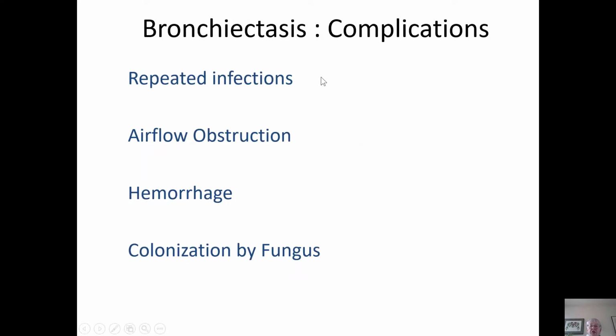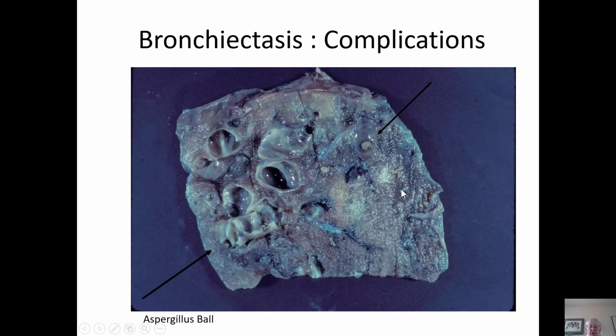Complications of bronchiectasis: obviously, repeated infections. This is certainly true in patients with cystic fibrosis. Airflow obstruction, actual hemorrhage when the inflammation destroys the bronchial arteries, and sometimes patients can actually exsanguinate as a complication. And colonization by fungus, giving aspergillus balls. This is an example of an aspergillus ball filling this bronchiectatic cavity. Here's a smaller one here.